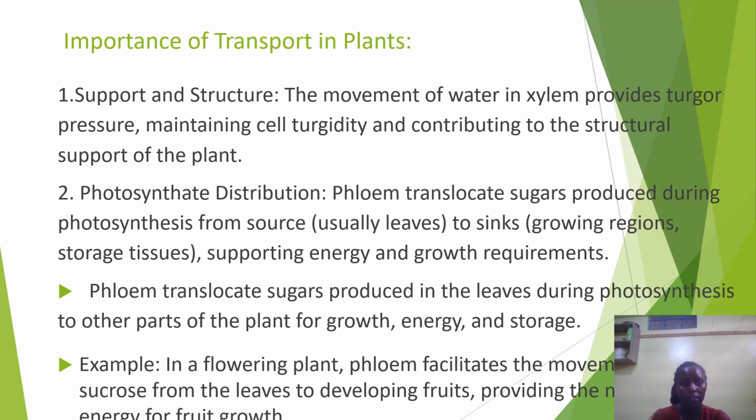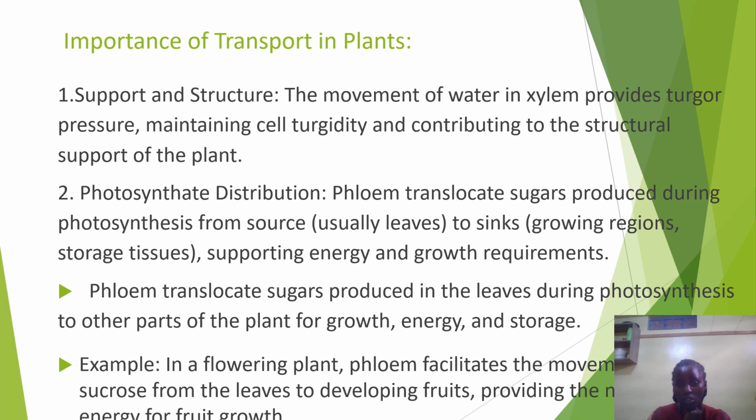The next importance is photosynthetic distribution. Now here we are going to look at phloem. Phloem, we said, facilitates the movement of nutrients and mineral salts. So it translocates sugars. So phloem translocates sugars produced during photosynthesis from the source.